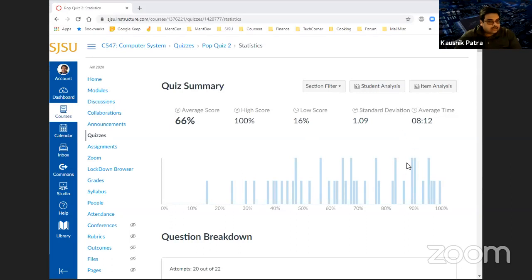As a class, I'd advise you to put more effort into studying. This pop quiz doesn't even include today's topic. It was about past topics, but a pop quiz ideally should be on the current topic. So even for that, 66% is not a good indication. So please make sure you do the study upfront and get a good result on this.